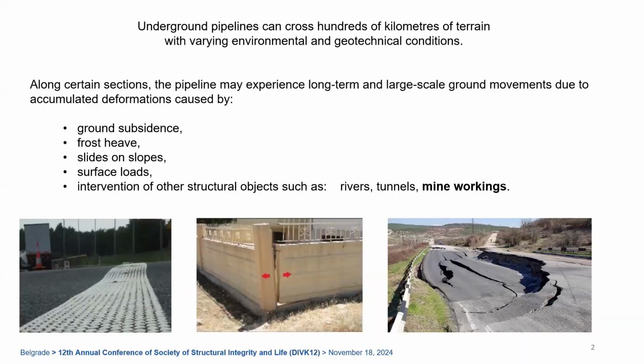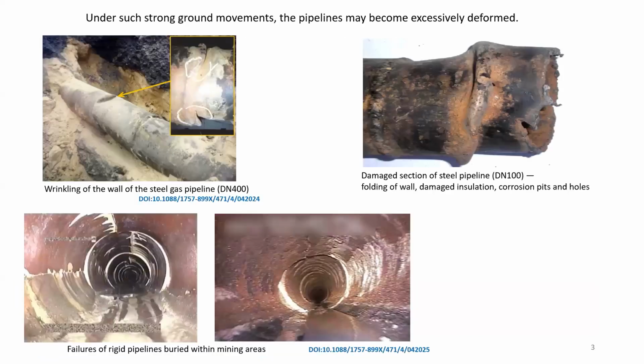Underground pipelines can cross hundreds of kilometers of terrain with varying environmental and geotechnical conditions. Along certain sections, the pipeline may experience long-term and large-scale ground movement due to accumulated deformation caused by ground subsidence, porosity, sliding slopes, surface slopes, intervention of other structural objects such as rivers, tunnels, mine workings. Under such strong ground movements, the pipeline may become excessively deformed.